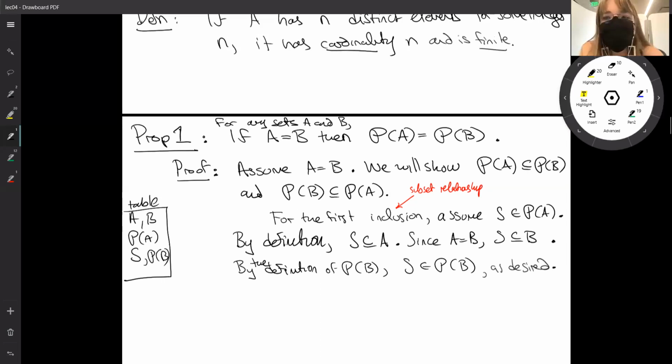Are we required to prove both because it's if and only if? Well, it's not if and only if, right? It's if A equals B, then the power set of A equals the power set of B. So we have to prove both inclusions because I want to prove the power set of A equals the power set of B. In general, you have to do both. And in many cases, the two inclusions don't have the same proofs. And this one, we kind of just got lucky.